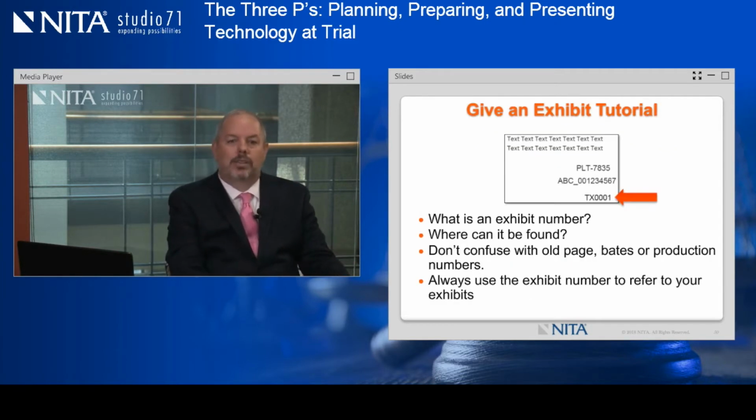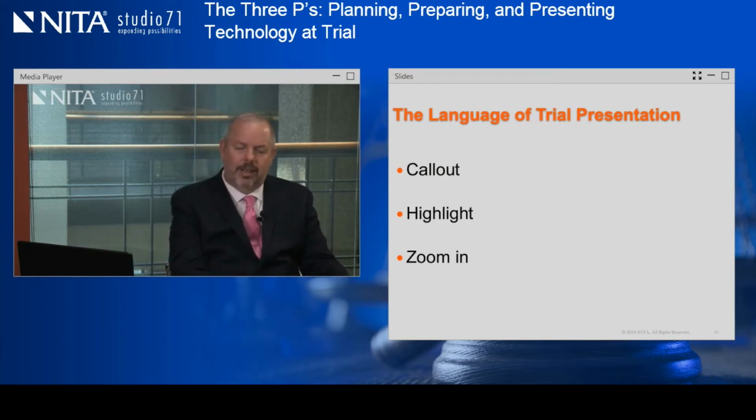I recommend that you give an exhibit tutorial. A lot of people don't know what an exhibit number is, where it can be found, and so they confuse it with old Bates pages or production numbers. Always use the exhibit number to refer to your exhibits. You can add additional description like it's a memo or the memo or something like that, but Exhibit 22 is the memo.